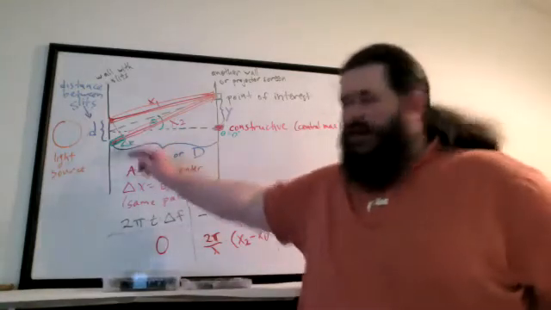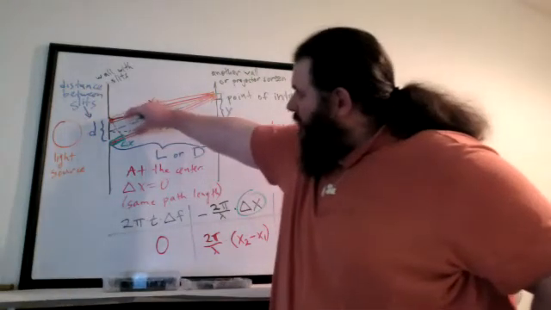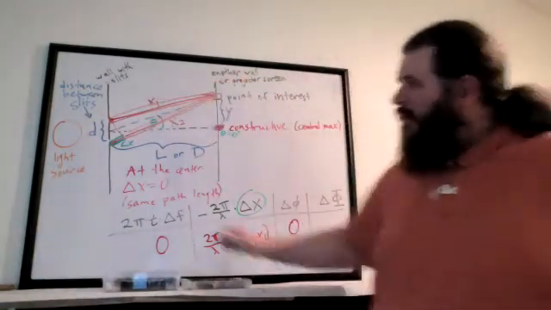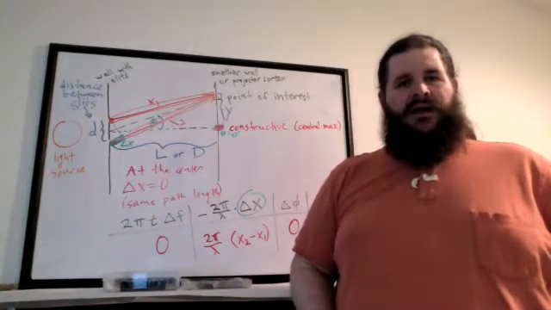So that little bit of extra distance is what determines the type of interference. Everything else, the rest of the long distance is identical. The little bit of extra distance is what matters here. Any questions on that so far?